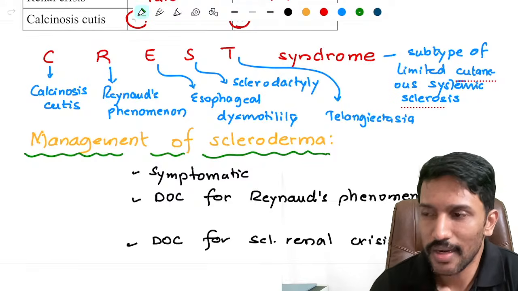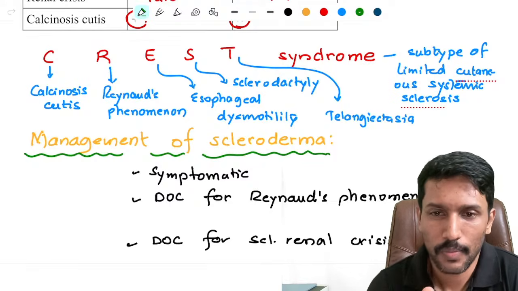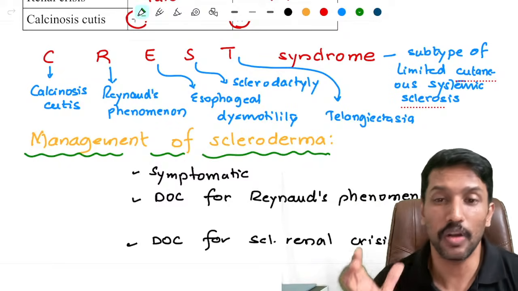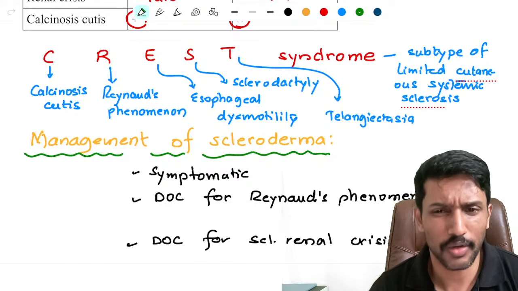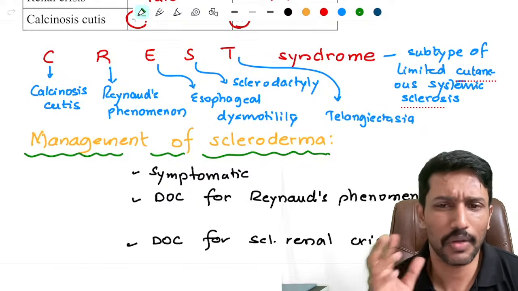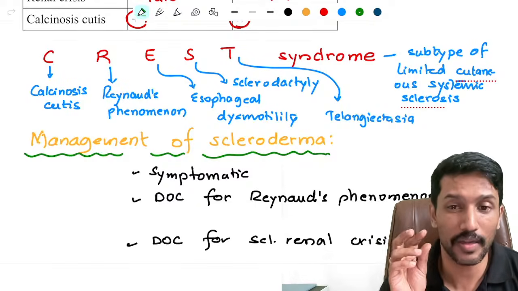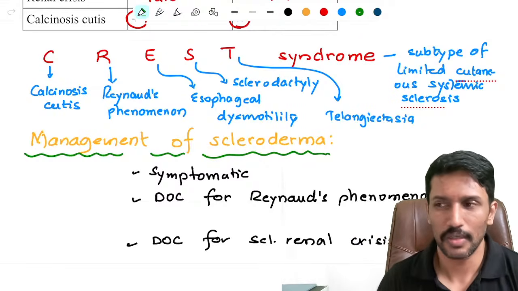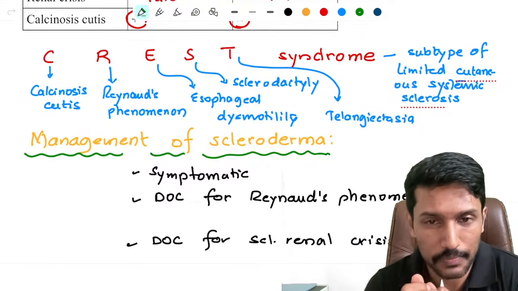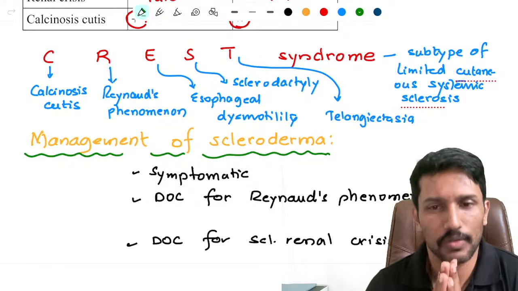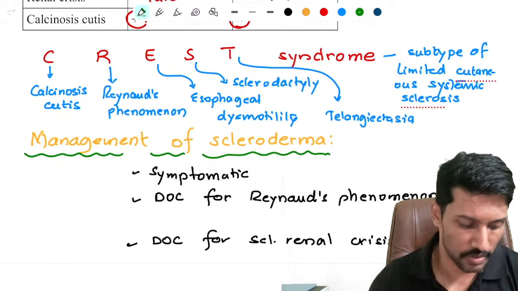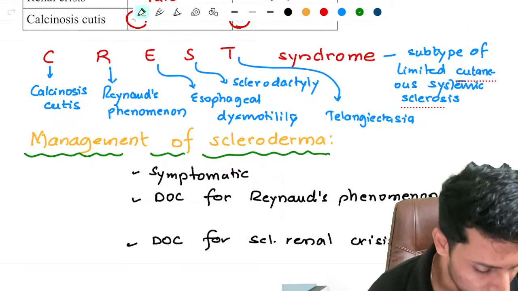Once we have established that, the management is very challenging. Most of these patients don't get satisfactorily treated because we haven't hit any gold mine when it comes to drugs manipulating the pathophysiology. For SLE and rheumatoid arthritis, we have drugs literally manipulating the pathophysiology, and in the near future we are going to get more precise. But in scleroderma, we are still at the grassroots level. So right now the management primarily focuses on symptomatic management.